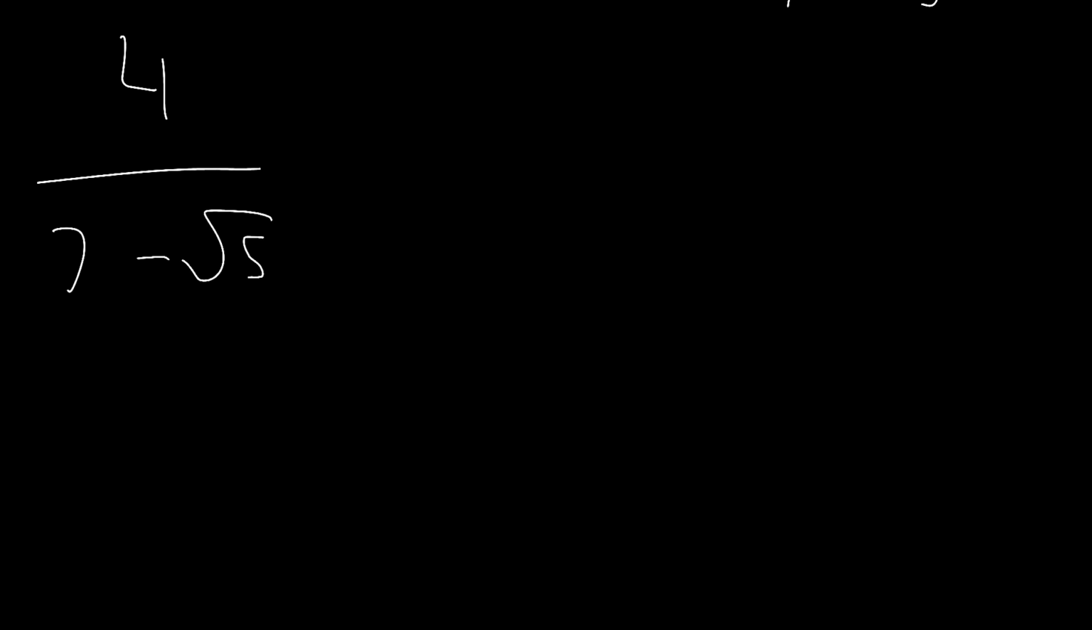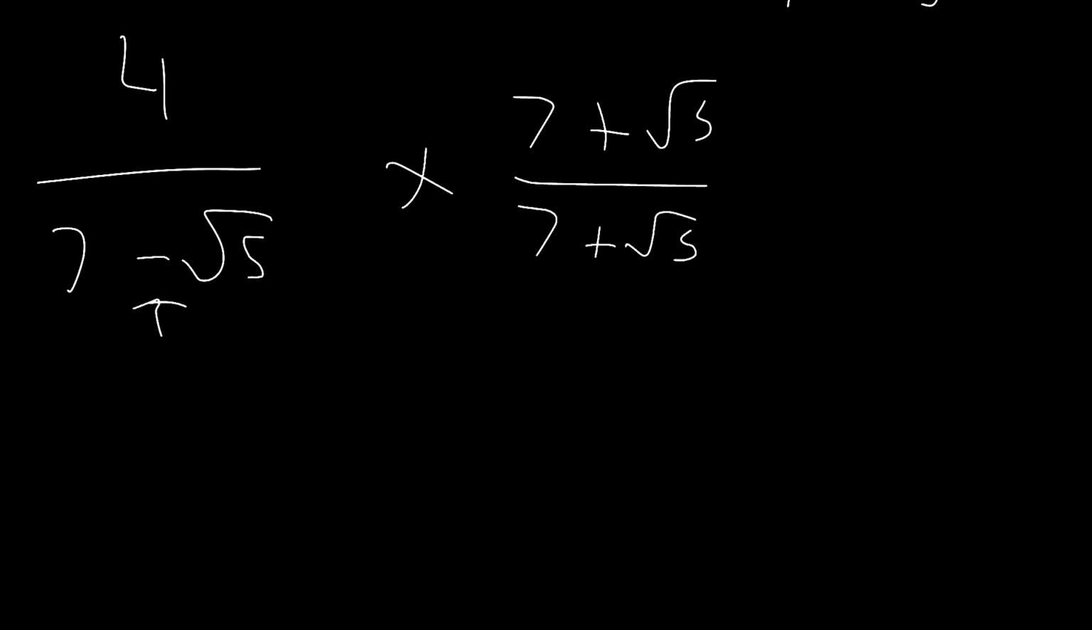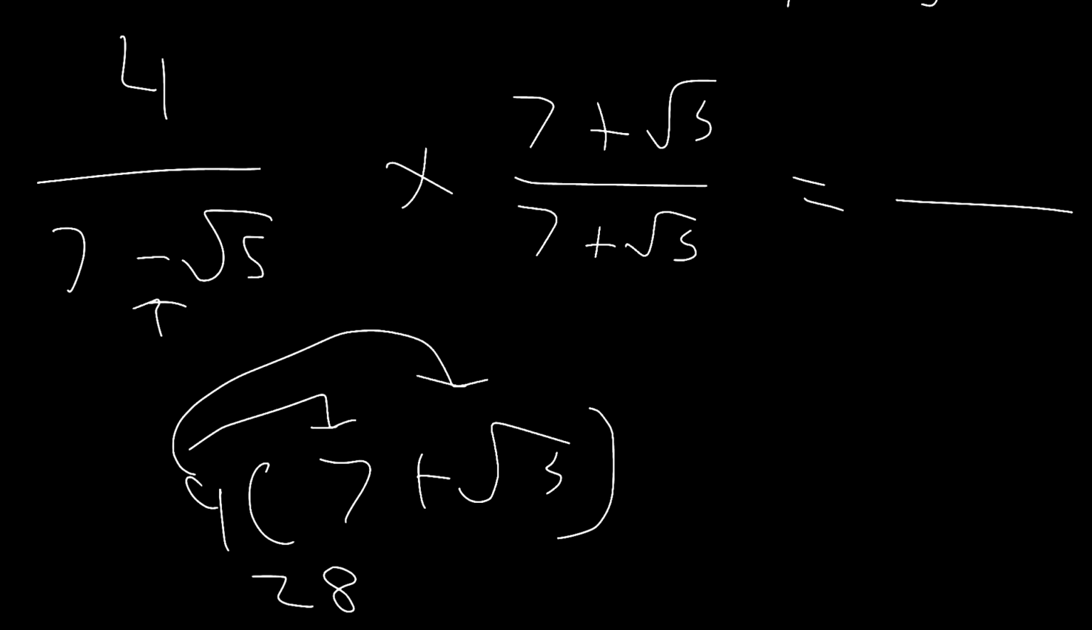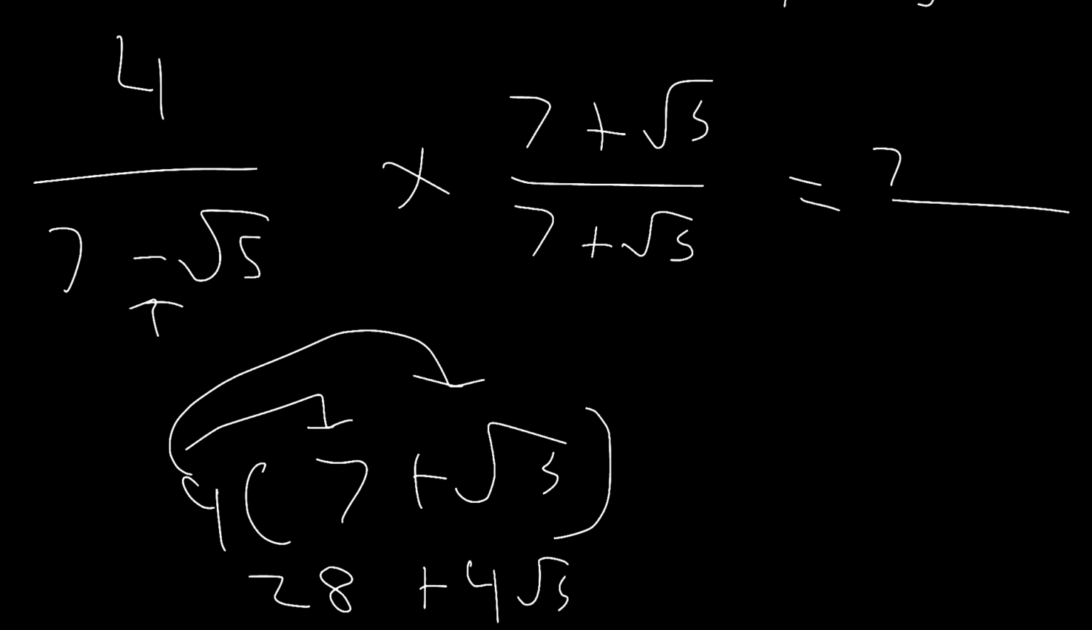So same thing here, we'd have to multiply the top and bottom by the conjugated version of this sign over here. So the opposite of minus would give me plus. So it would be times 7 plus root 5 over 7 plus root 5. So 4 times 7 plus root 5 gives me 4 times 7, which is 28, plus 4 times root 5, which gives me plus 4 root 5. So at the top I have 28 plus 4 root 5.